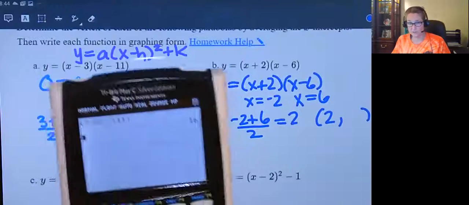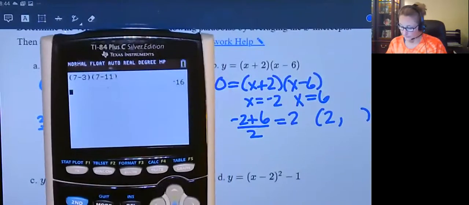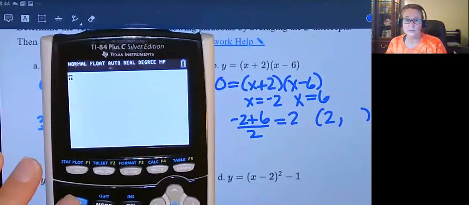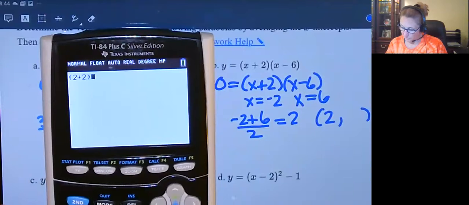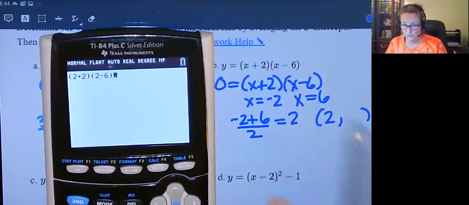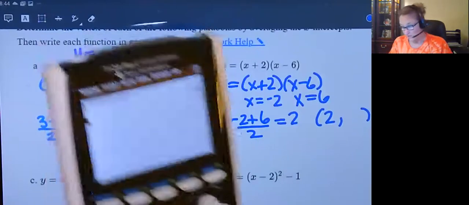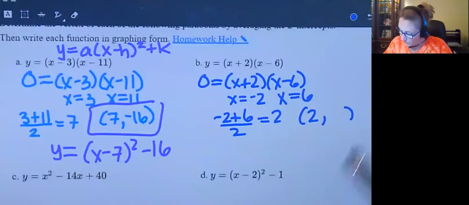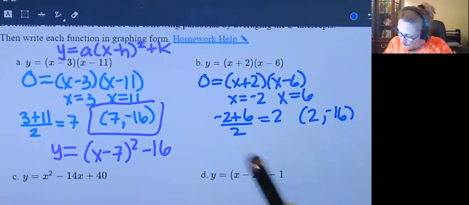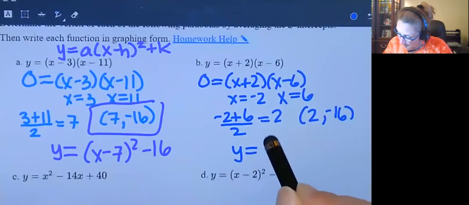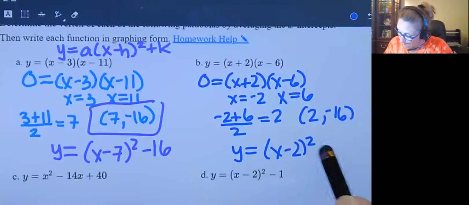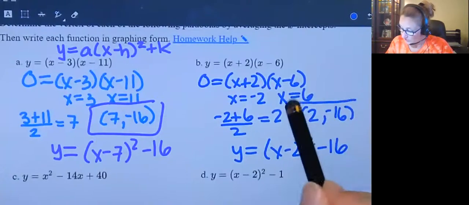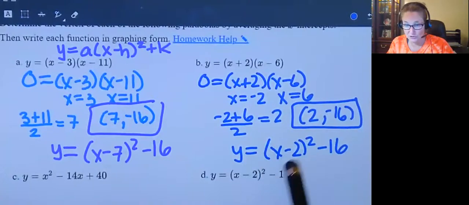So I'm going to put that into my calculator. 2 plus 2 times 2 minus 6. I'm just plugging it into the x's right here, and I end up getting negative 16. It happens to be negative 16 again. It's not always the case. So now my equation is, again, y equals x minus 2 squared minus 16. So again, this is my vertex, and this is my equation in graphing form.